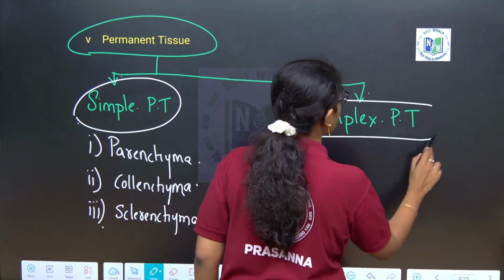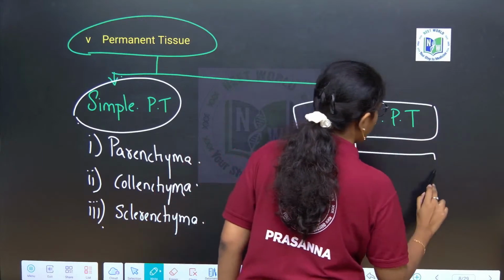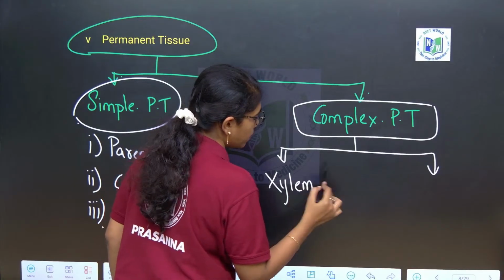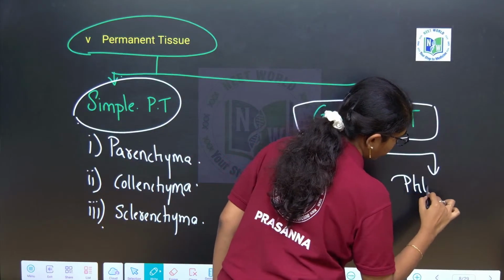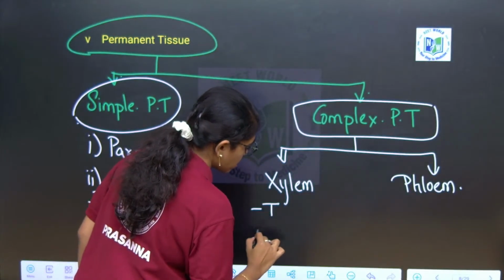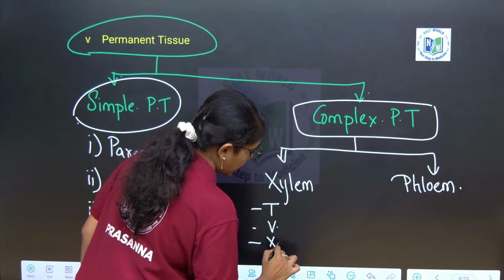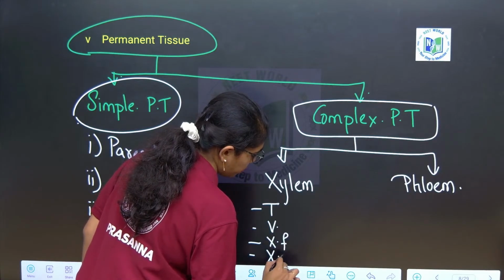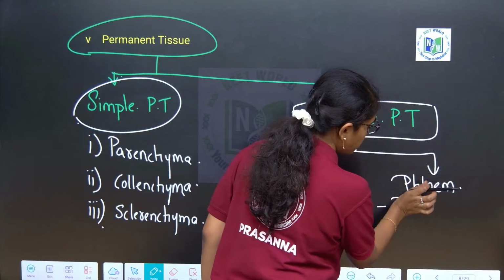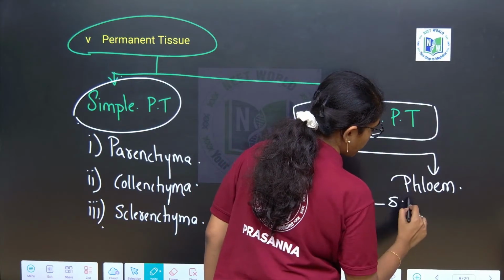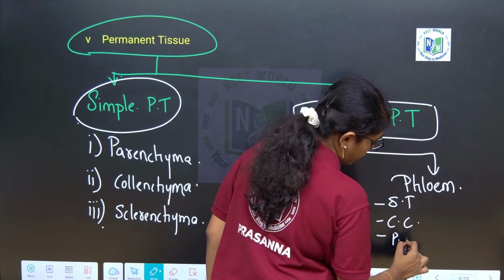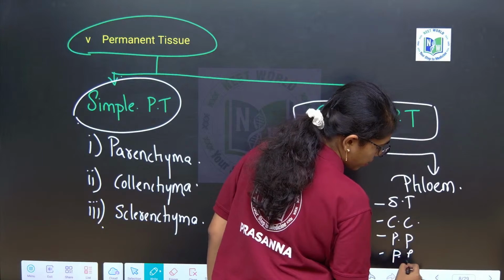Complex permanent tissue is of two types. Yes, xylem and phloem. In xylem you have tracheids, vessels, xylem fibers and xylem parenchyma. In phloem you have sieve tubes, good, and very good.